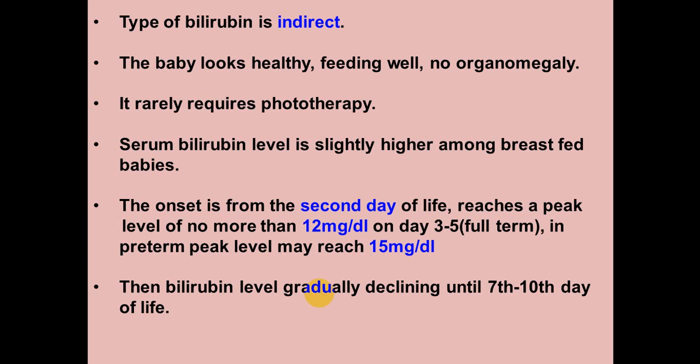We also notice that in breastfed infants the bilirubin level is slightly higher than in other infants. The peak of the jaundice does not reach more than 12 milligram per deciliter on the 5th day of life, and 15 milligram per deciliter in a preterm baby. Then it will decline over the next 7 to 10 days and disappear spontaneously. So it is a benign condition.